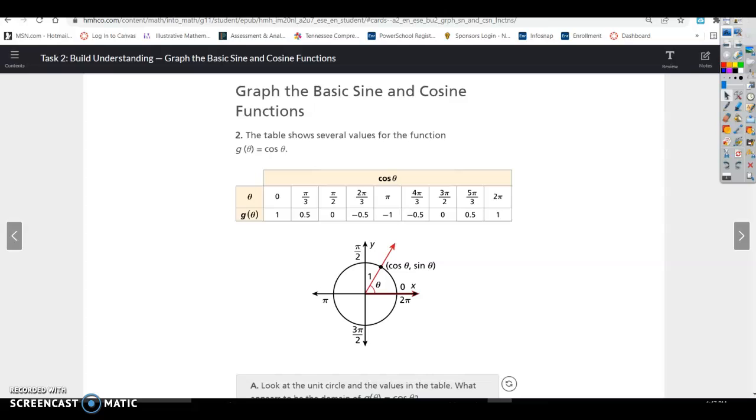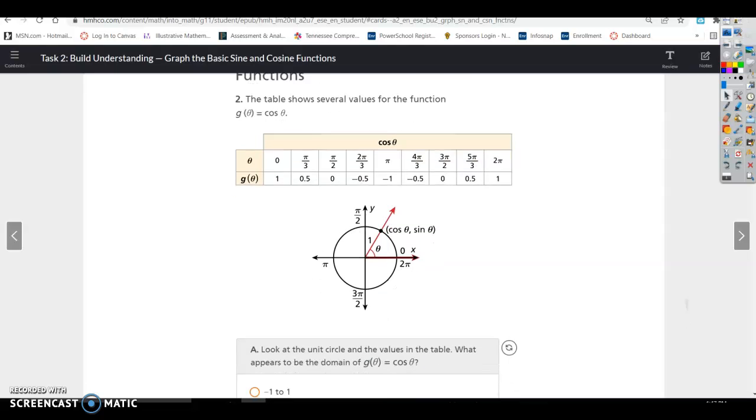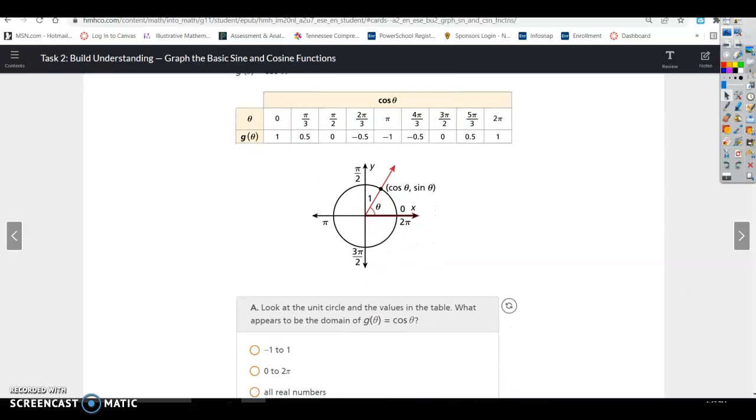Lesson 16.1, task 2. So we're still graphing basic sine and cosine functions, and the table shows several values for the function g of theta equals cosine of theta. All right, so a minute ago we were looking at sine of theta. Now we're going to look at cosine of theta. So you can see some of the values, we're looking at the same units that we looked at from before, from 0 to 2 pi, and these are just different angle measures and where they hit.